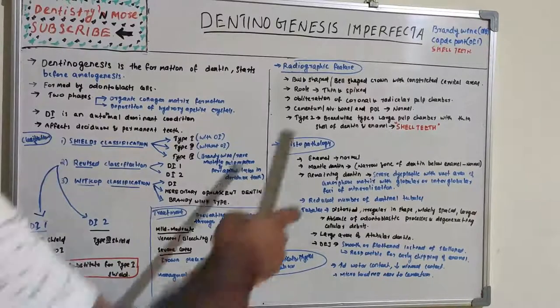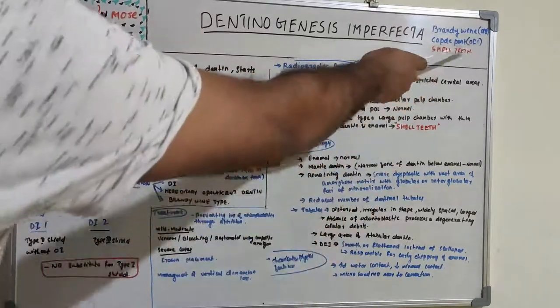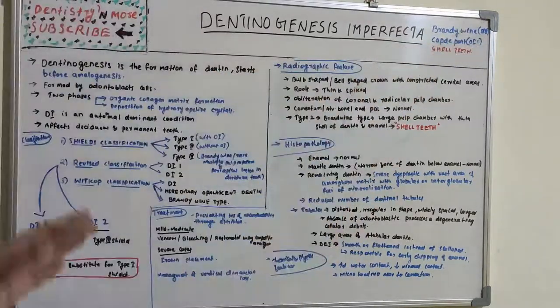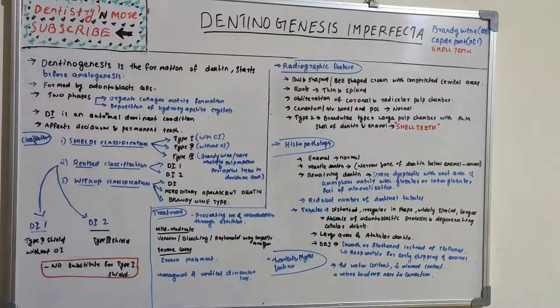The takeaway points are Brandywine type, capitated bone, so this is type 1 and this is type 2, that is revised classification, and shell teeth is a radiographic appearance of type 2, that is mostly where you get confused between these two.